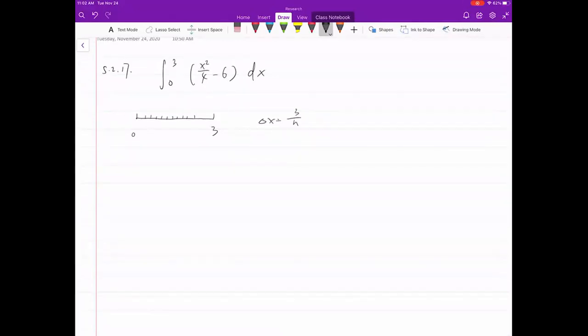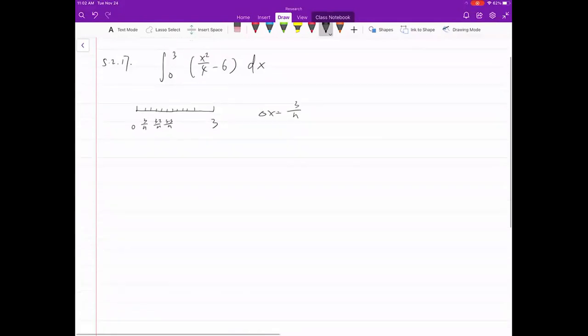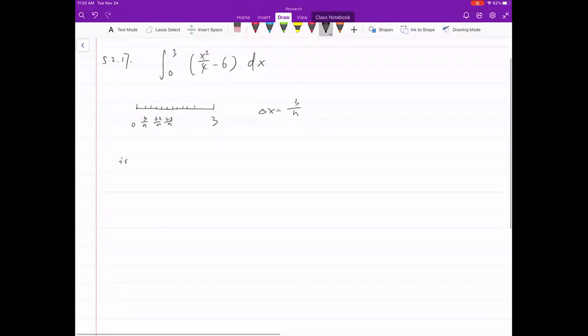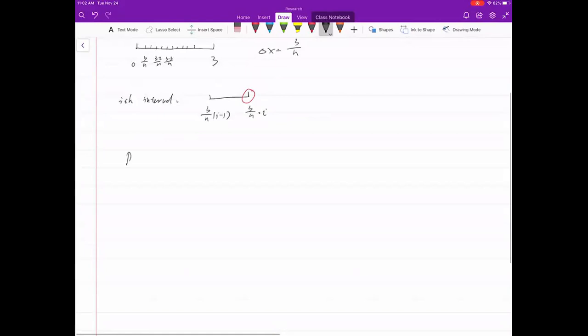Now what you have here is the first one is going to be 3 over n. The second one is going to be 3 times 2 over n, 3 times 3 over n. Every time you just add one more 3 over n. So for the ith interval, what you have is going to be 3 over n times (i minus 1), 3 over n times i. And you're using the right endpoint. So finally, Rn equals the sum from i equals 1 to n of delta x times f of 3 over n times i for your sample point. That's the setup.